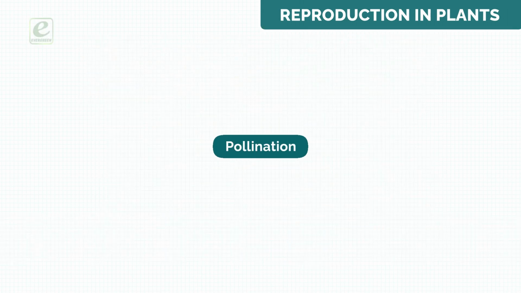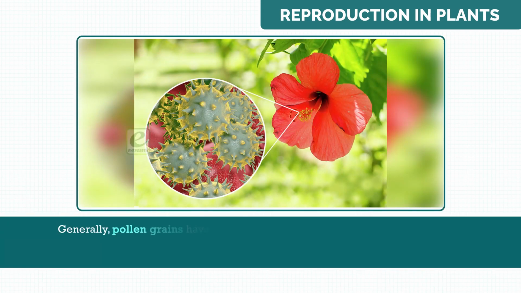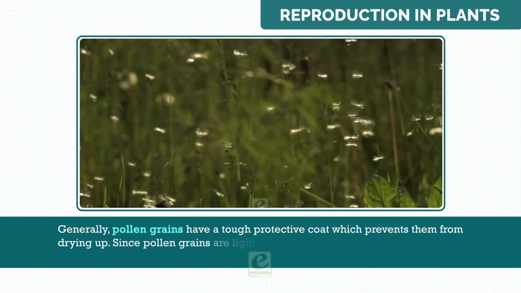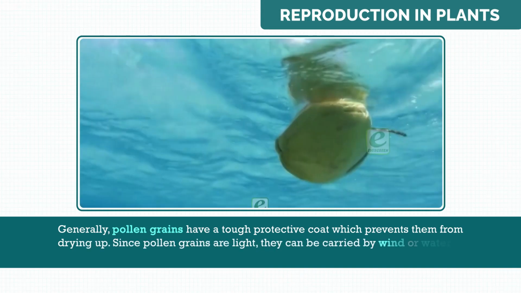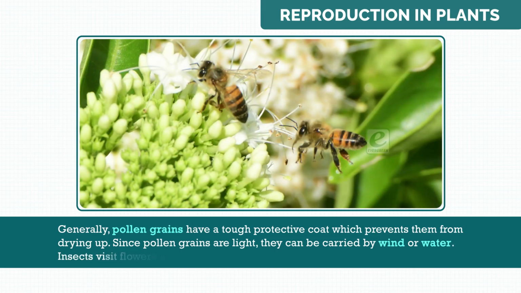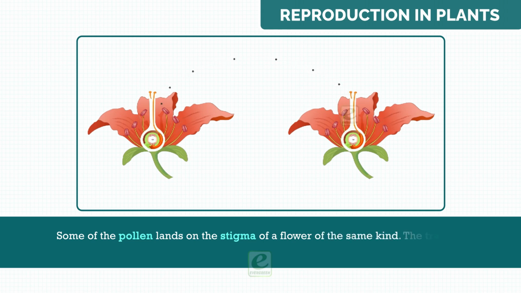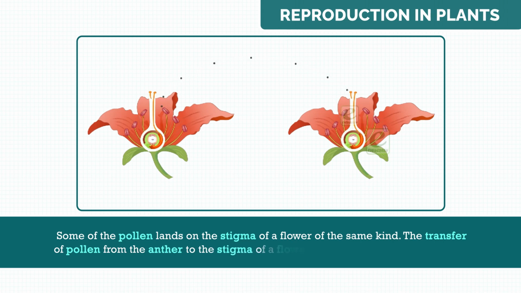Pollination. Generally, pollen grains have a tough protective coat which prevents them from drying up. Since pollen grains are light, they can be carried by wind or water. Insects visit flowers and carry away pollen on their bodies. Some of the pollen lands on the stigma of a flower of the same kind. The transfer of pollen from the anther to the stigma of a flower is called pollination.